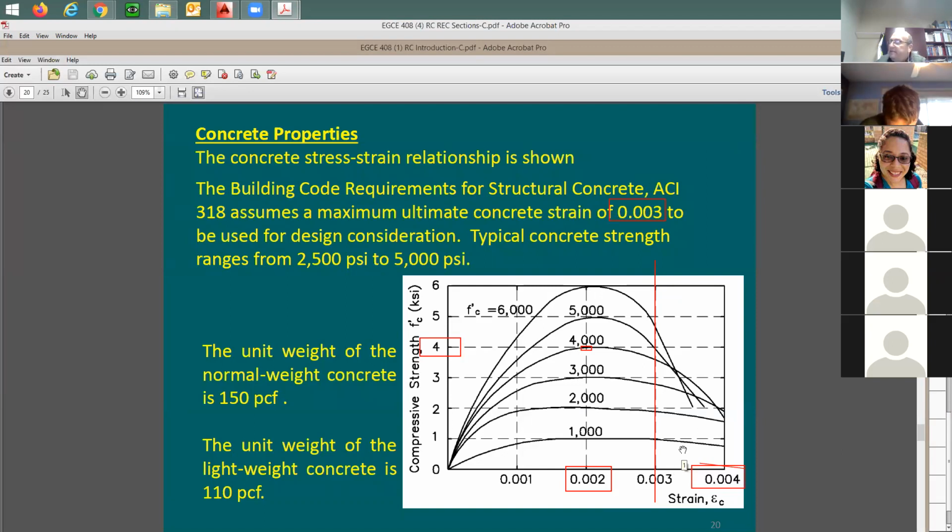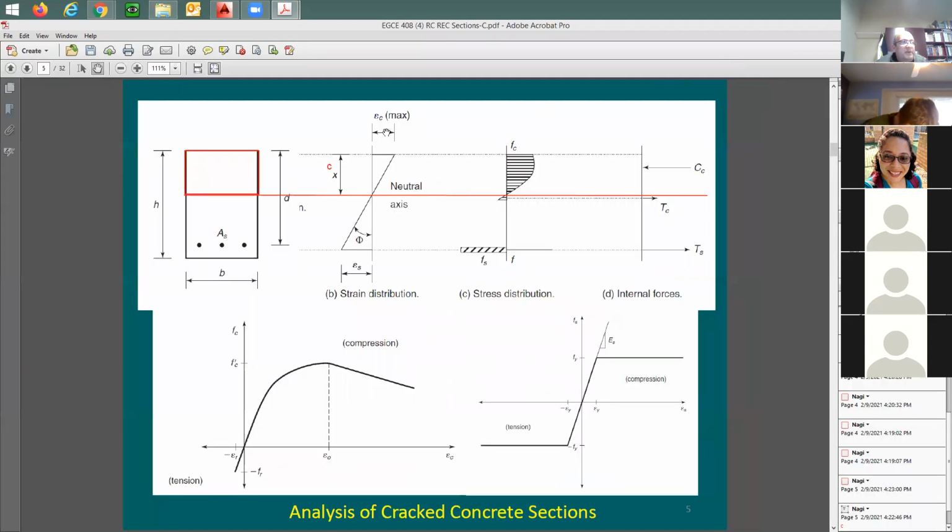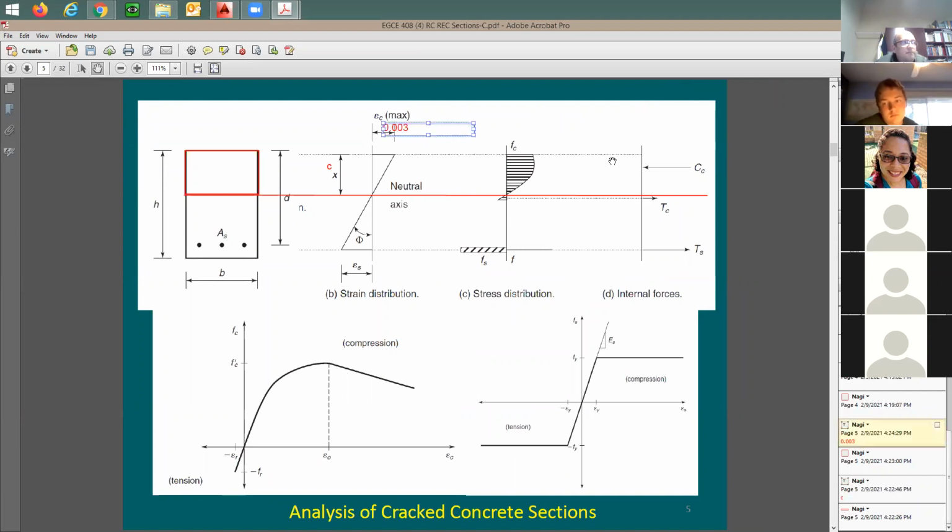Would the concrete really crack and fail at 0.003? I'm going to say no. Most likely the concrete is still working there. But also as a safety measure, we assume that the concrete is cracking here. At 0.003, the concrete is gone. So the highest value that the strain is going to approach here is 0.003, according to the code.